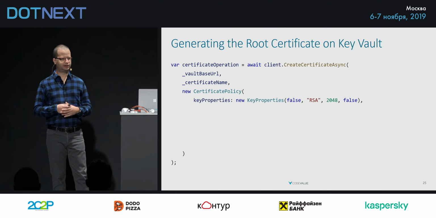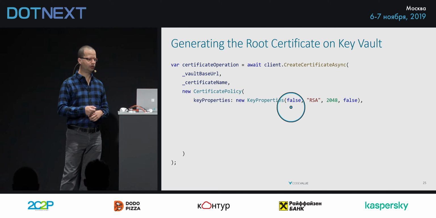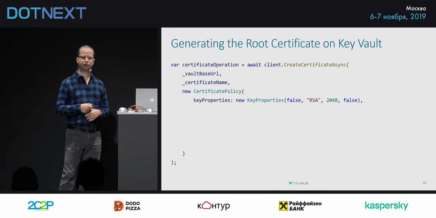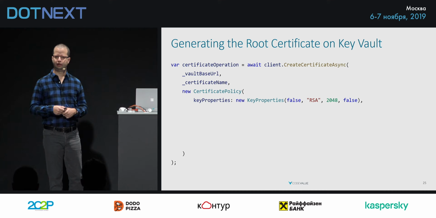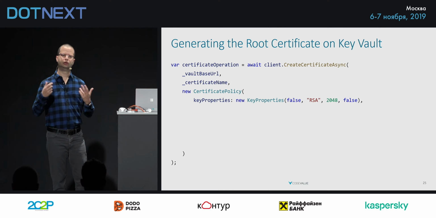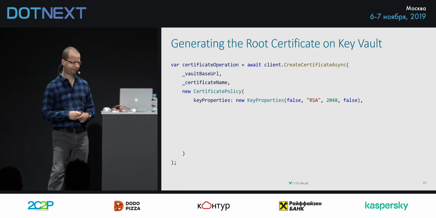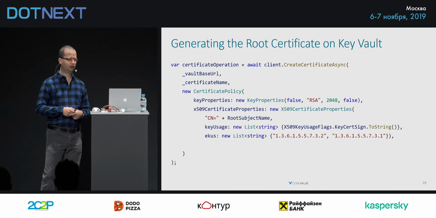So we can specify, for example, properties regarding the key. In this case, we specify that we want to use RSA as the encryption protocol. And we want the key length to be 2000 bits, which is pretty standard today. If you have higher security requirements, you can do longer key lengths, but this will make your cryptographic operations much more expensive.